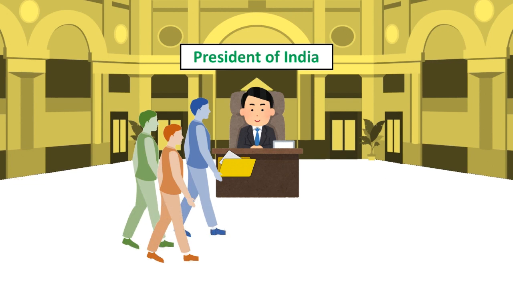So, this is the whole procedure of removal of a judge of the Supreme Court through illustration. Hope you understood and enjoyed the video.